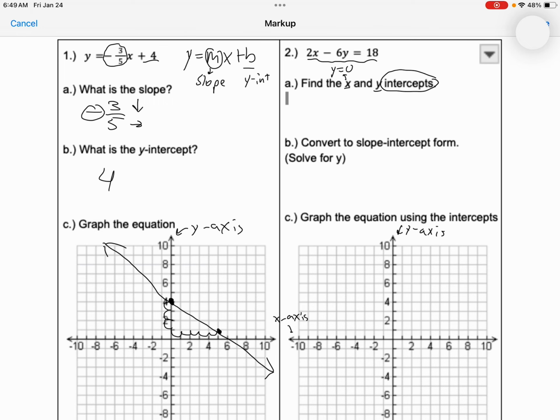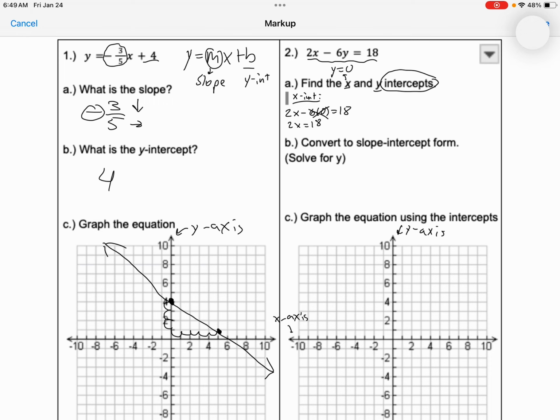So the way that looks, if I'm finding the x-intercept, then I'm going to say I have 2x minus 6 times 0 equals 18, where I've substituted in 0 for the y into my original equation. Now, negative 6 times 0 is 0, so that cancels itself out, which leaves me with 2x equals 18.